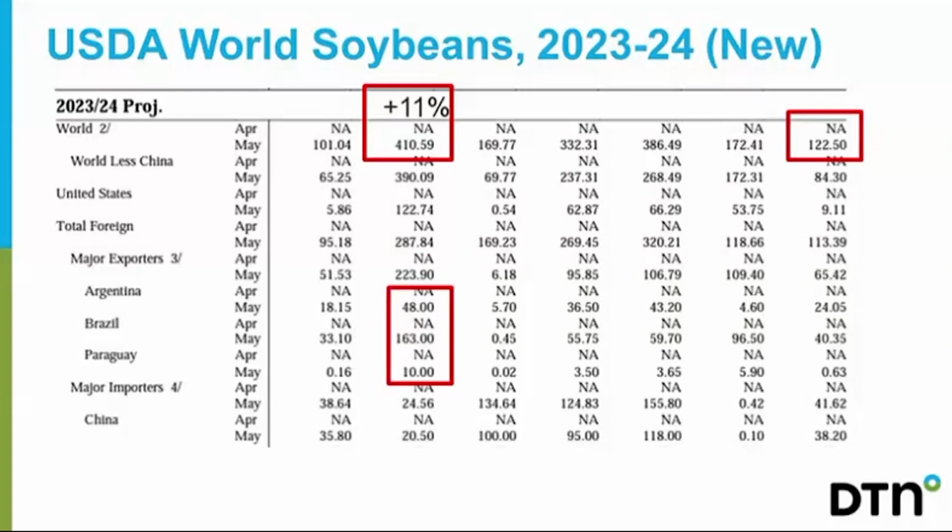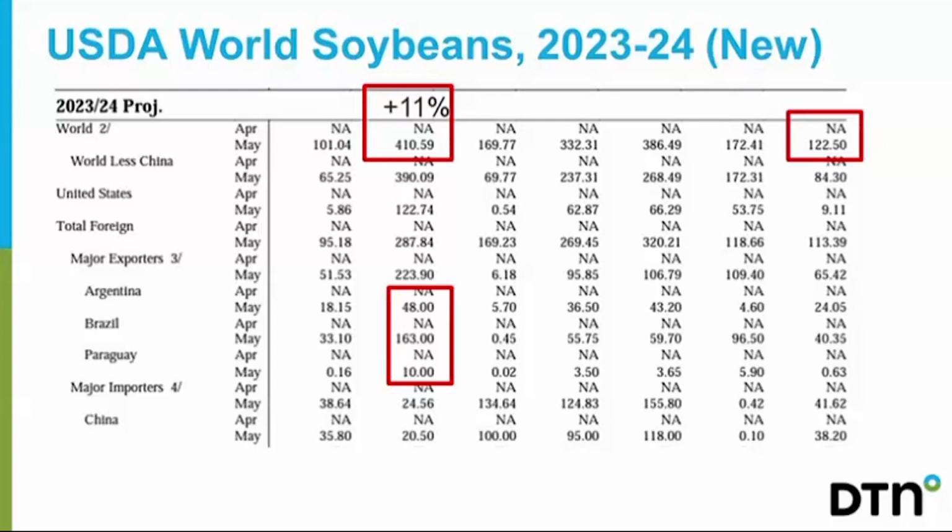I'll also point out in the second column, the world production total of soybeans is just under 411 million metric tons. USDA is looking for an 11% increase in soybean production in the new season. That's a big increase. And again, that's going to be powered basically by a return to better conditions that USDA expects for Argentina. They're going to produce 48 instead of 27 this year.